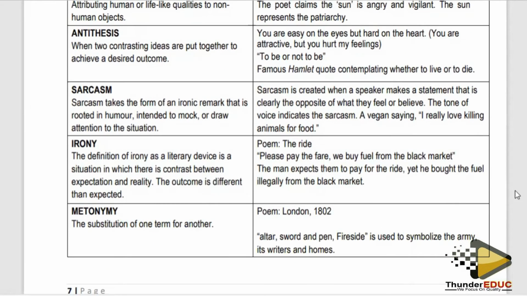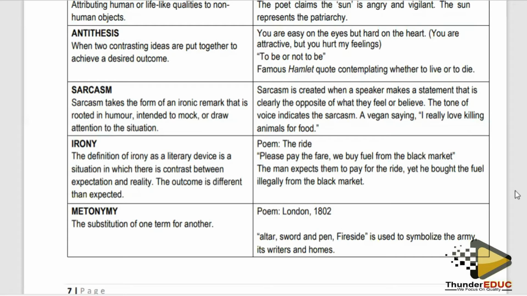Irony is a literary device where there is a contrast between expectation and reality. So the outcome is different than expected. "Please pay the fare. We buy fuel from the black market." The man expects them to pay for the ride, yet he bought the fuel illegally from the black market. That's irony. If you bought it from the black market, which means it was cheaper, but you're expecting people to pay the normal fare.